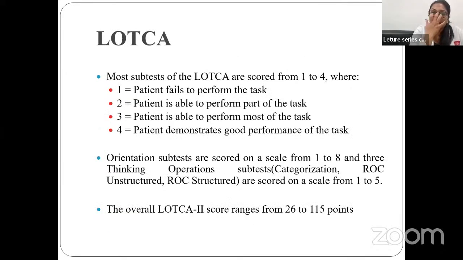Now, most subtests of the LOTCA are scored from 1 to 4, where 1 means the patient fails to perform the task. That means the patient is unable to perform the task at all. The score of 2 is given when the patient is able to perform part of the task. That means the patient was able to perform less than 50% of the task. A score of 3 means the patient is able to perform most of the task. That means the patient is able to perform more than 50 to 75% of the task. And the 4th is the patient demonstrates good performance of the task. That means the patient was able to complete the task with or without cues.